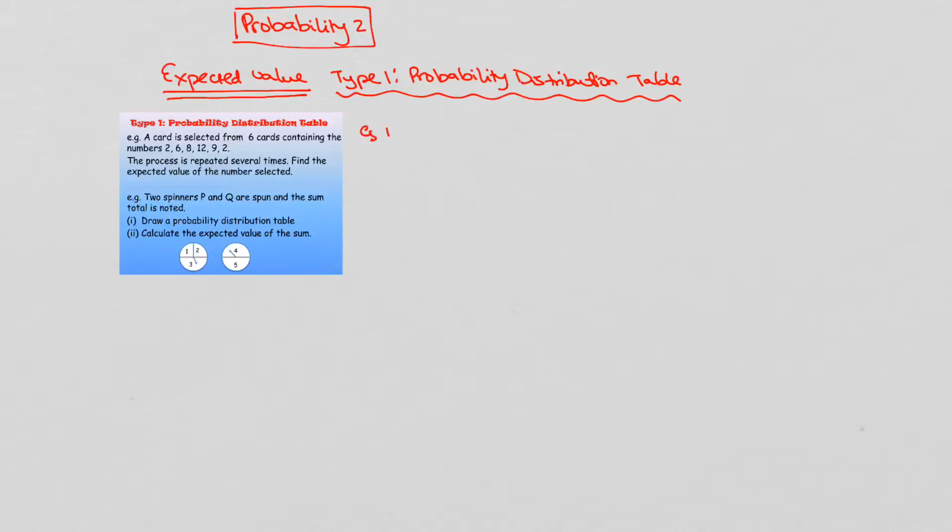I'll just call this example 1, we're going to write down what our possible outcome is and the probability of getting that outcome, and then we have to multiply those two values together. Okay, so if we look at our values that are going to go into this table, we have the numbers 2, 6, 8, 9 and 12. So I'm just going to put them in order so that we can tick them off, and then we can see what the probability of getting each of those is. So I'm going to just draw the table first.